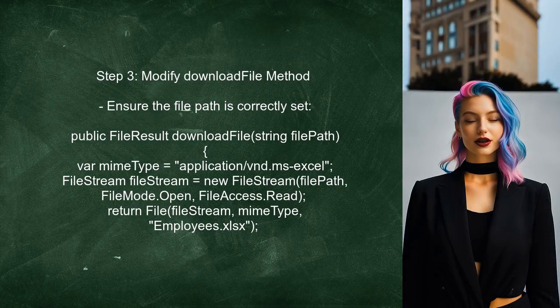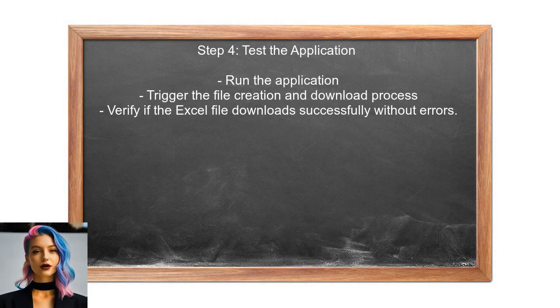After adjusting the permissions, the user should modify the download file method to ensure it correctly references the file path. This is important for the file to be accessible during the download process. Finally, the user should test the application again to see if the changes have resolved the issue. They can do this by running the application and attempting to download the Excel file once more.